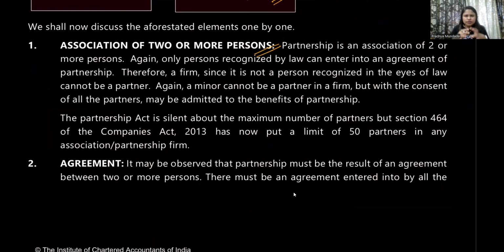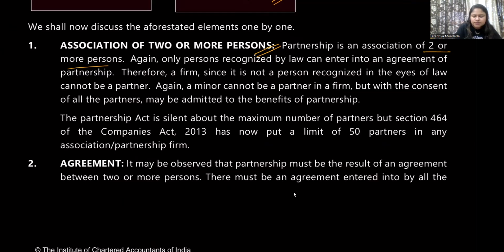Let's talk about the association of two or more persons. Two or more persons have to come together, compulsory. One person cannot do partnership with itself. Then one person is considered to be what? A sole proprietor. And it's a contract. We know very well, in the essential elements of a valid contract, one person cannot contract with himself. So minimum two parties. Partnership is an association of two or more persons.